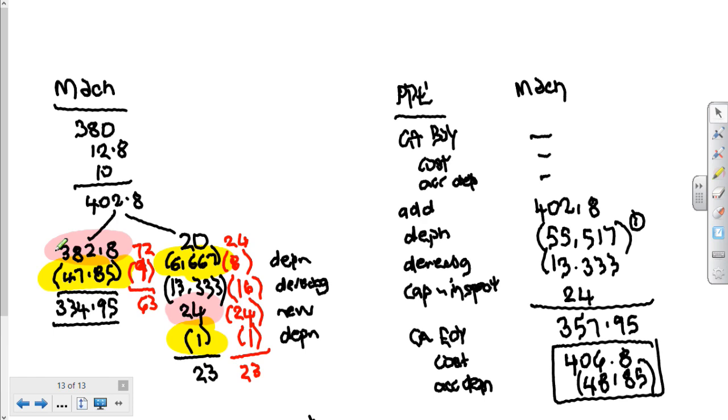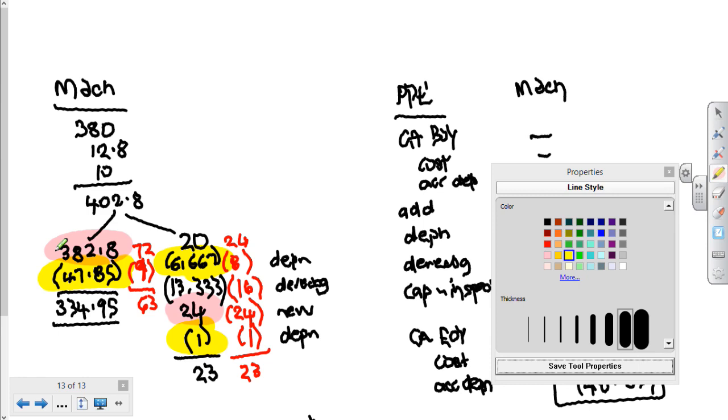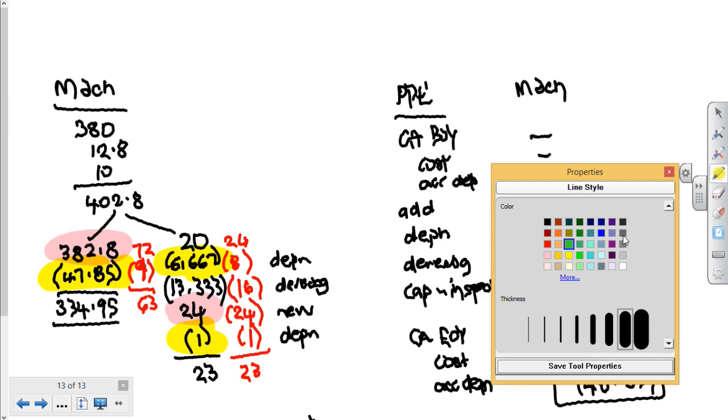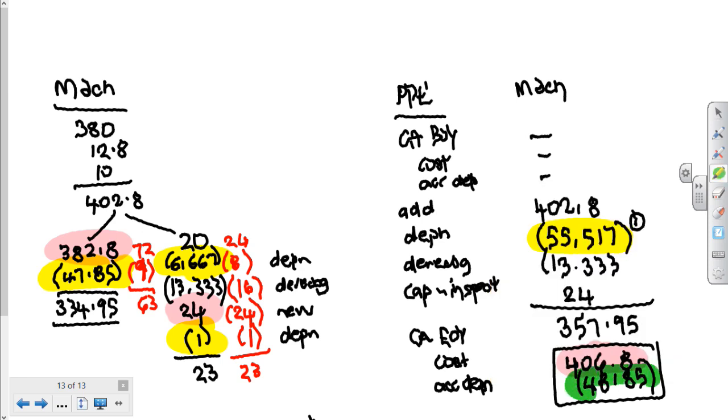Let me just do this. Oh, no. So I'm going to do that. That's that number. Then I'm going to change it back to yellow. That was this number. And then I'm going to make it green. And this number here, I'm just going to go like that. Is also that, is that and that.